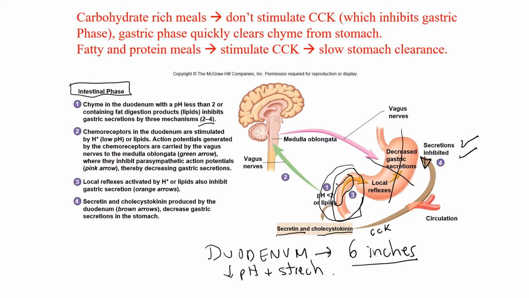A carbohydrate-rich meal will not stimulate CCK, which means the gastric phase will continue, making the chyme in the stomach pass quickly from the stomach into the duodenum. On the other hand, a meal rich in fats and proteins stimulates cholecystokinin secretion, meaning the stomach will slow down, giving more time in the duodenum for these foods to be digested.